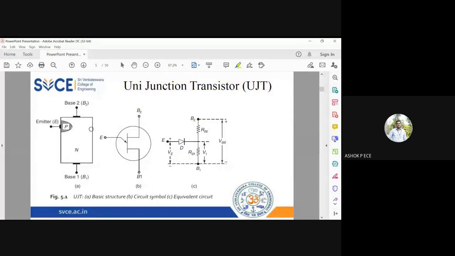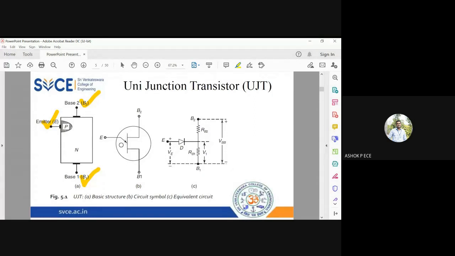See here, you have a N-type material. In that, I'm going to have a P-type material, and from the P-type, whatever terminal you take, it is going to be emitter. The other two sides of N-type terminals are called as base 1 and base 2. And the diagram for UJT is same as the diagram for transistor, except that you have a bend in the emitter. The arrow mark indicates the direction of flow of emitter current.